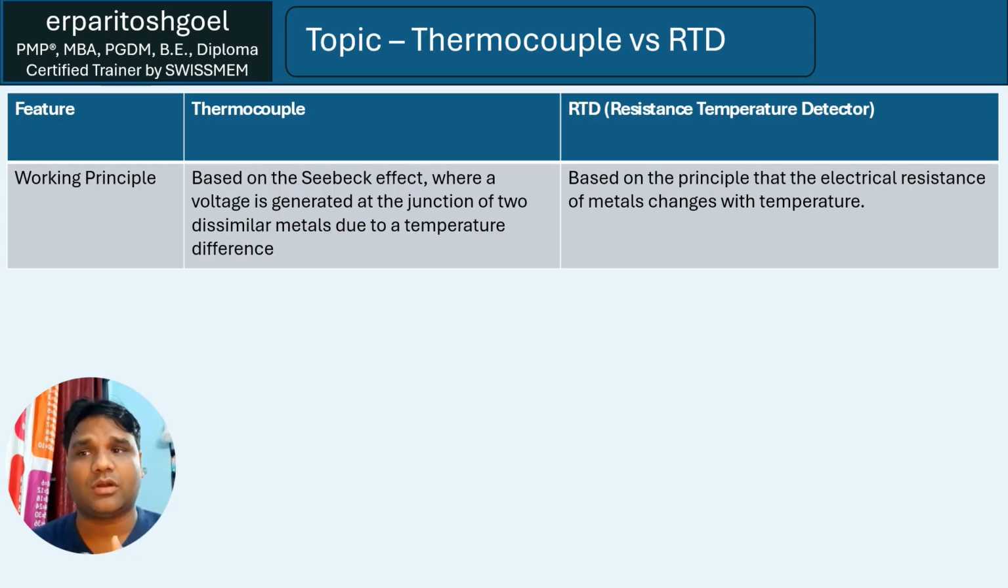So the Seebeck effect is the principle which generally governs the operation of the thermocouple, while RTD works on a very simple principle which says that the electrical resistance of any metal will change with the change in temperature it is exposed to, right? So this is the first difference, which is working principle.